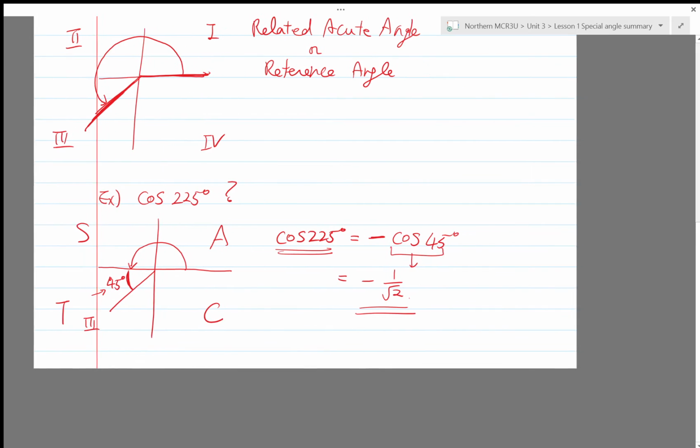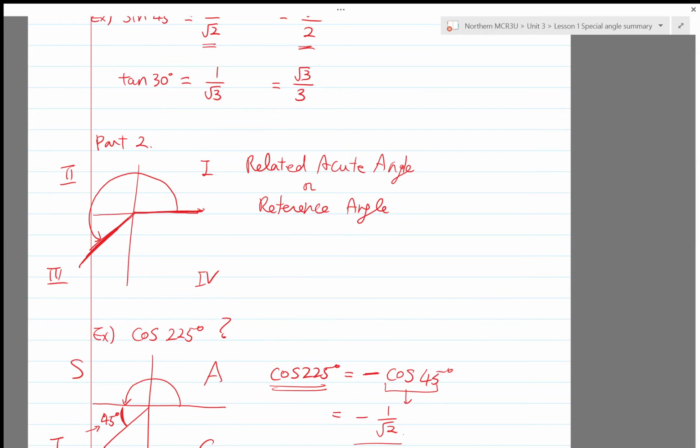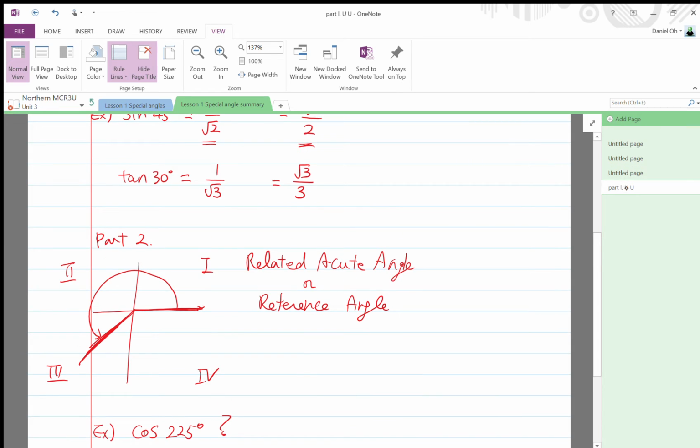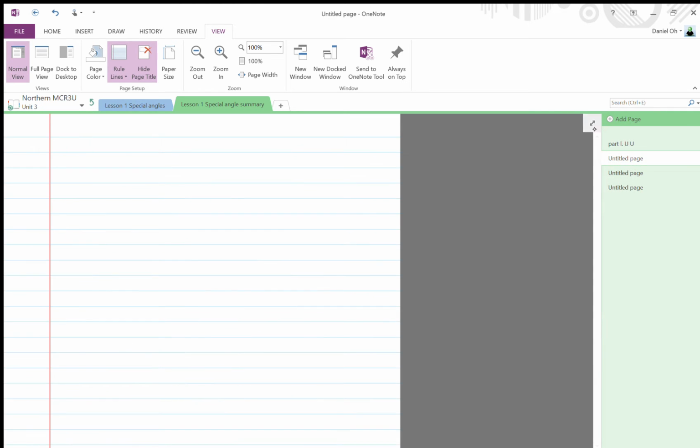So this is basically the summary of how to do these. Okay, so let's actually do one more example so you will be able to try it. So then here, let's say I'm looking for a tangent.